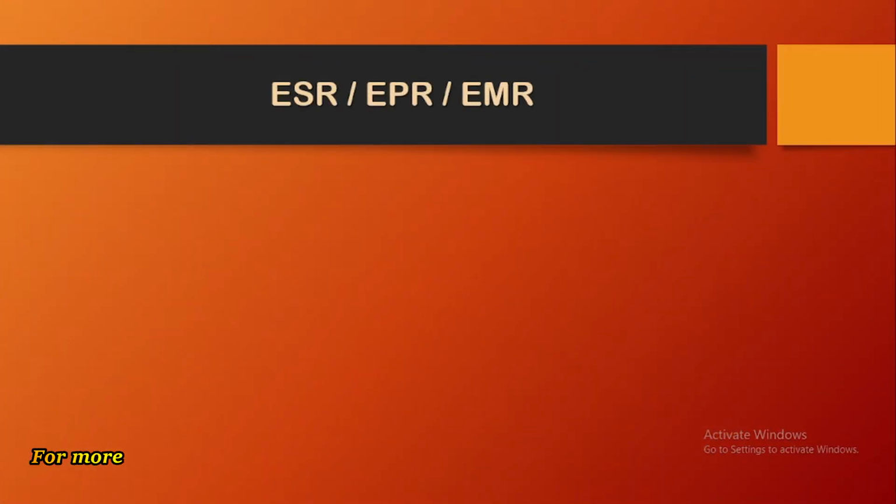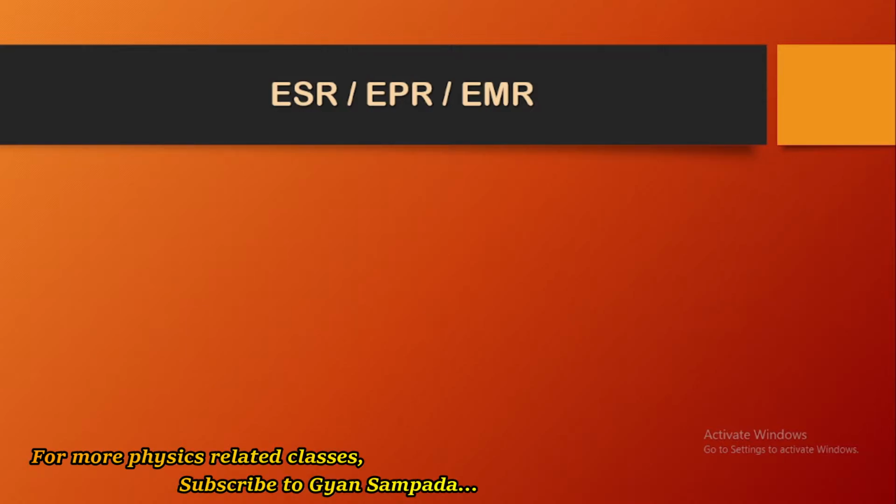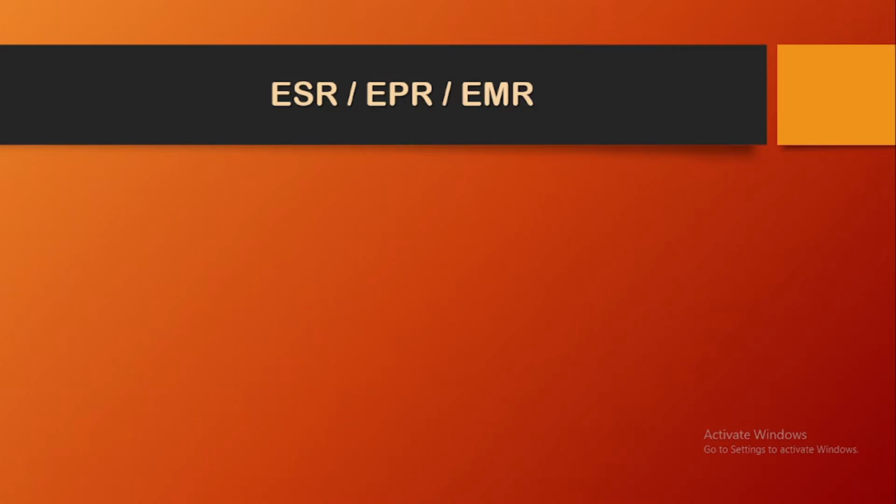What actually is ESR spectroscopy, what are the different things, the working mechanism, the application, everything will be today's class. This ESR is also called EPR or EMR. ESR means electron spin resonance, EPR is electron paramagnetic resonance and EMR is nothing but electron magnetic resonance. All these things mean the same. Why they have different names, we will get to know as we go through this class today.